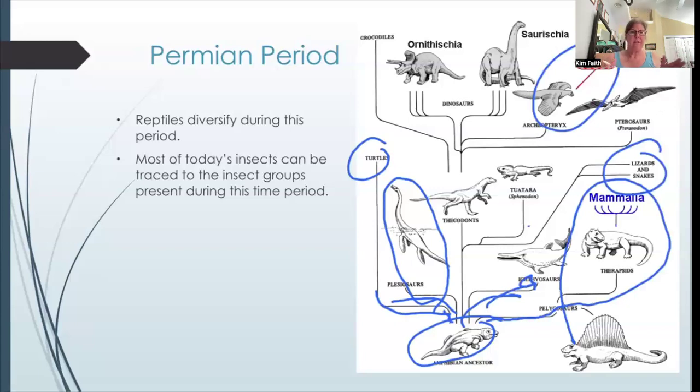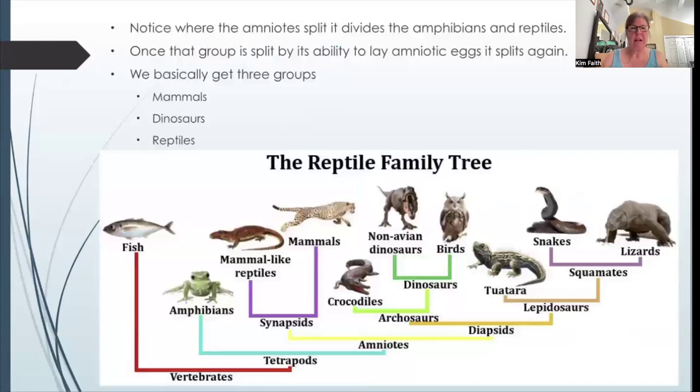So we kind of talk about how we have this reptile family tree where our amniotes get split. It divides into amphibians and reptiles, right? So once it splits by amphibians and reptiles, with that ability to lay that amniotic egg, it splits again into 3 groups. We basically get like mammalian type reptiles, dinosaur type reptiles, and then just reptiles. And we can see it here in our family tree.